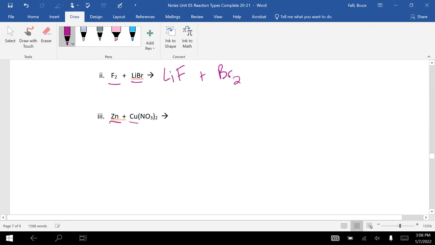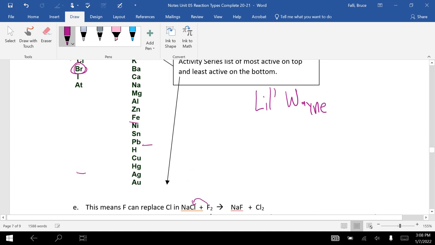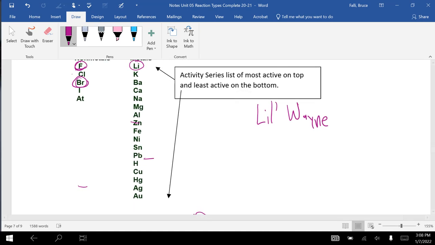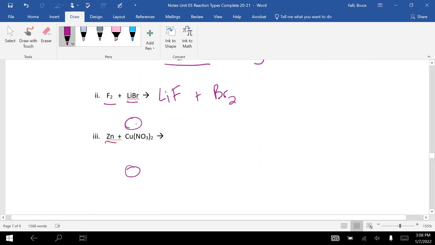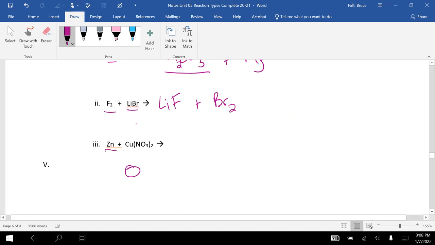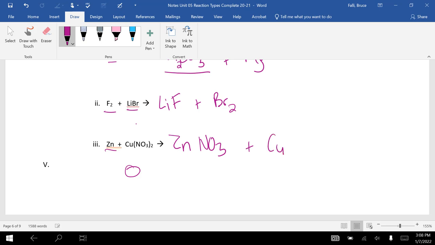Let's look at zinc and copper, and then we'll stop. Zinc and copper. So zinc is above copper, so this is gonna happen. So I'm gonna get ZnNO3 plus Cu. Cu is not diatomic, it's not one of those things, so that's good.